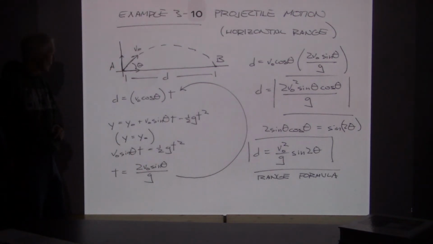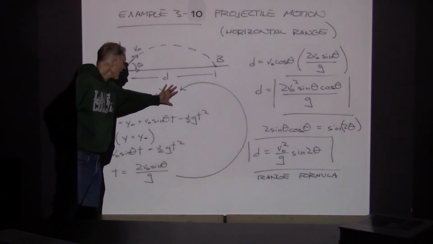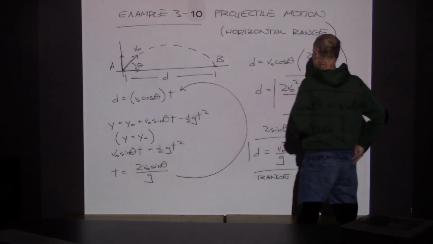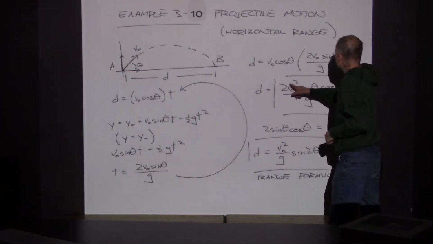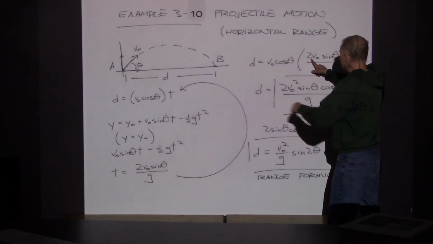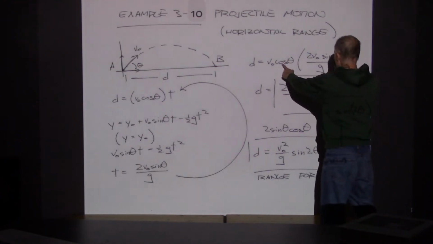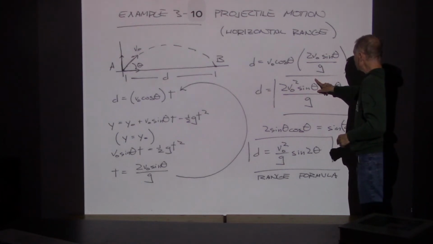2 v naught sine theta over g, plug that in for the amount of time, and here it is. Here is the range. The range will be given by 2, that came from there, times v naught gives v naught squared. Sine theta, cosine theta, I get a factor of each, and then g.